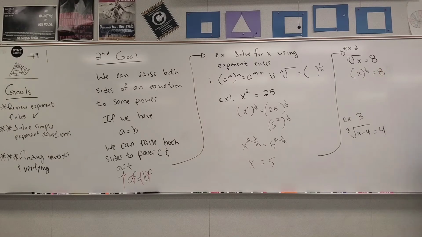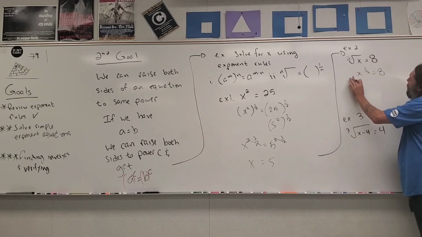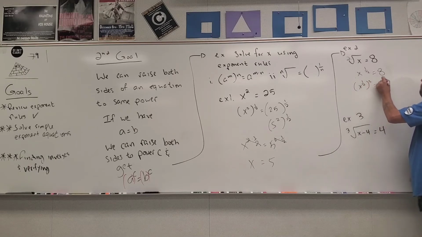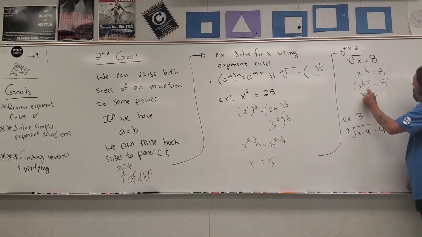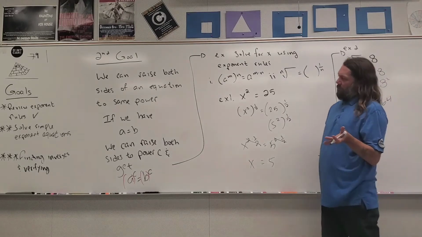We're going to raise both sides to the power of 2, and I'm just going to erase this just so we don't have an overwhelming amount of parentheses. So I have x to the power 1/2 to the second power is equal to 8 to the second power, which means I have x to the 1/2 times 2. My 2's cancel, and I have my x, and that's equal to 64. So again, I'm using my exponent rules.